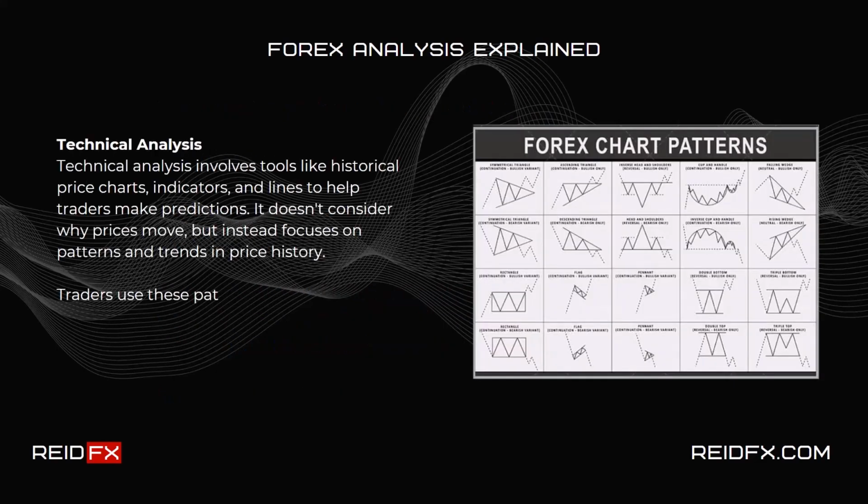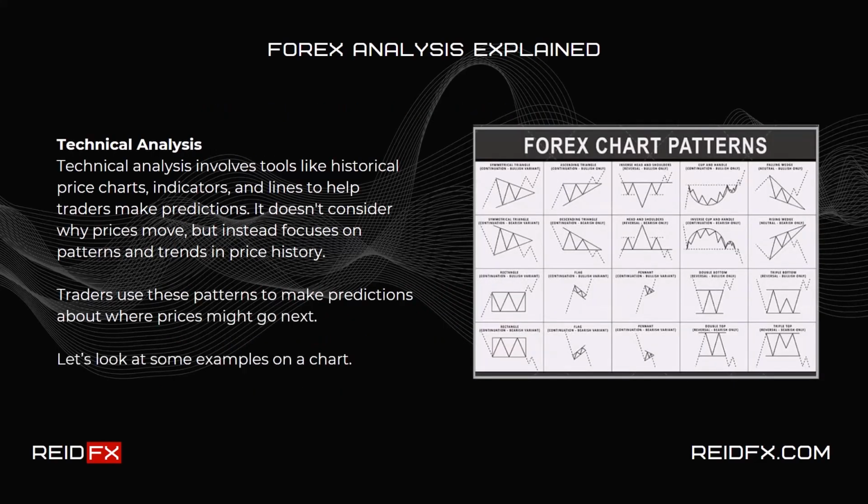Technical analysis then is probably the most common, and it's all to do with chart patterns. So technical analysis involves tools like historical price charts, indicators and lines to help traders make predictions. It doesn't consider why prices move, but instead focuses on patterns and trends in price history. Traders use these patterns to make predictions about where prices might go next.